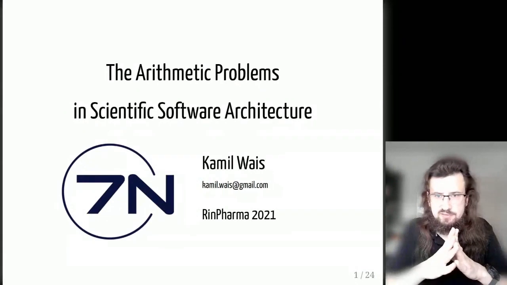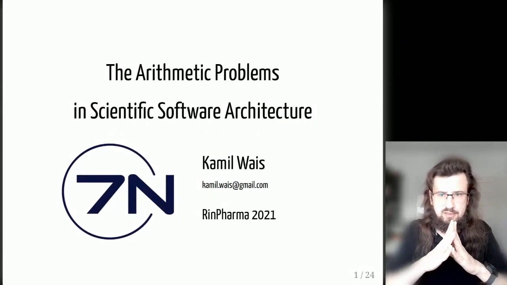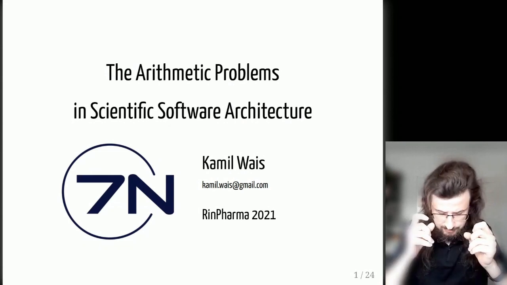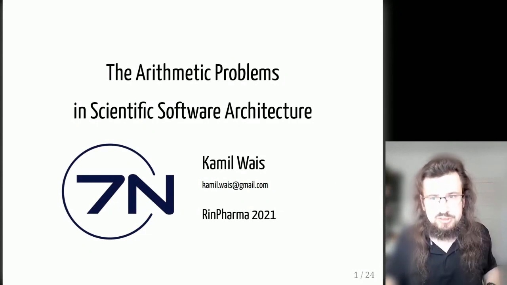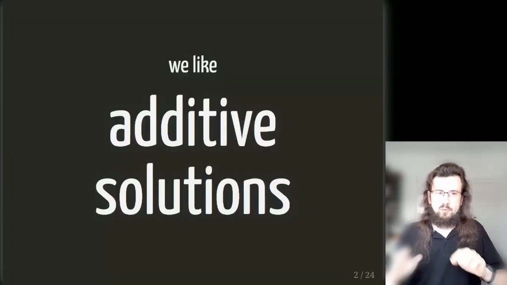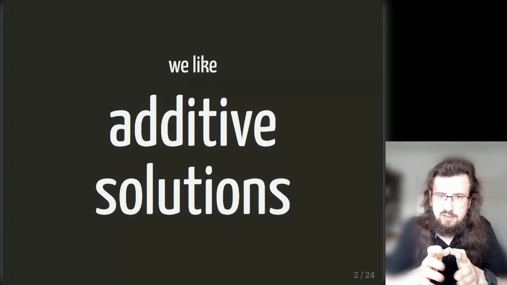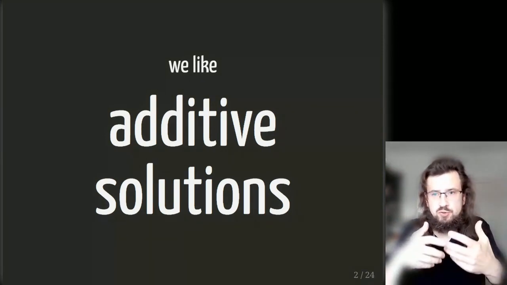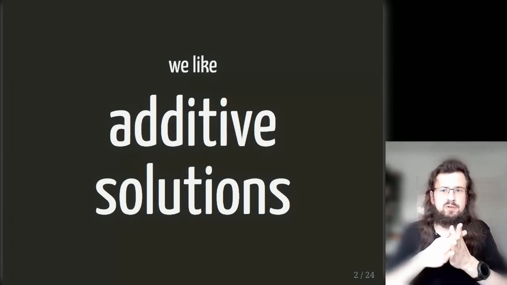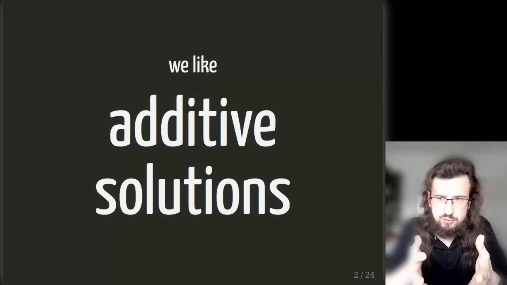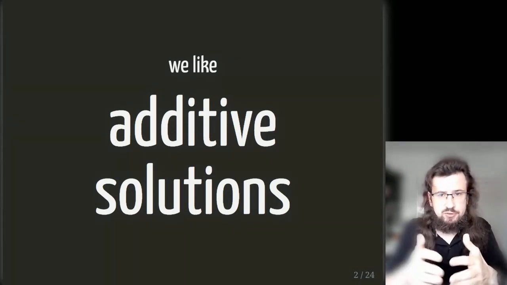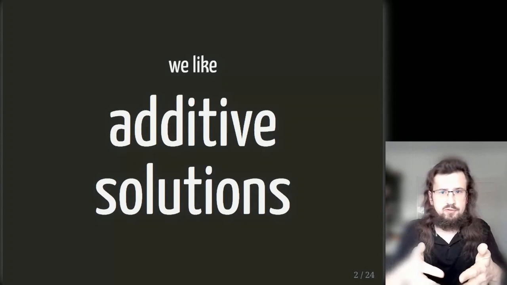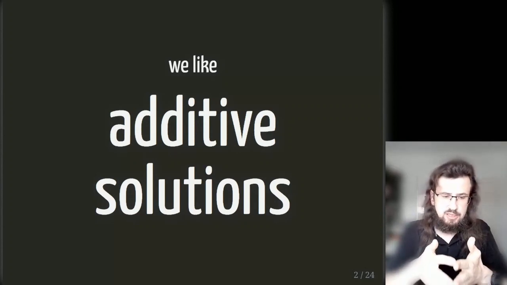While developing our scientific software, we need to solve many architectural problems. And it seems that we like to use solutions of a particular type. We like additive solutions. An additive solution is when we are adding something to what we already have. So for example, if we have problems with more and more new data, we might be solving those problems by adding new databases, using new database engines, adding new data models, new data formats, new naming conventions.